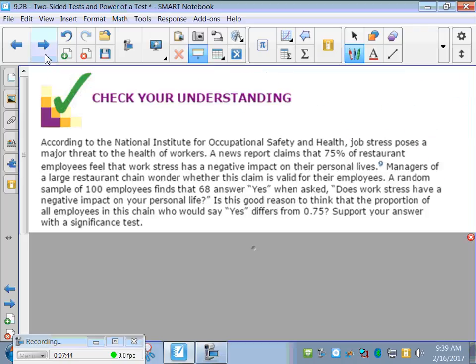So that's a two-tailed test. Maybe we do this one on the calculator, see if you guys remember it. According to the National Institute for Occupational Safety and Health, job stress poses a major threat to the health of workers. A news report claims that 75% of restaurant employees feel that work stress has a negative impact on their personal lives. Managers at a large restaurant chain wonder whether this claim is valid for their employees. A random sample of 100 employees finds that 68 answer yes when asked that question. So is that different from 0.75? Support your answer with a significance test.